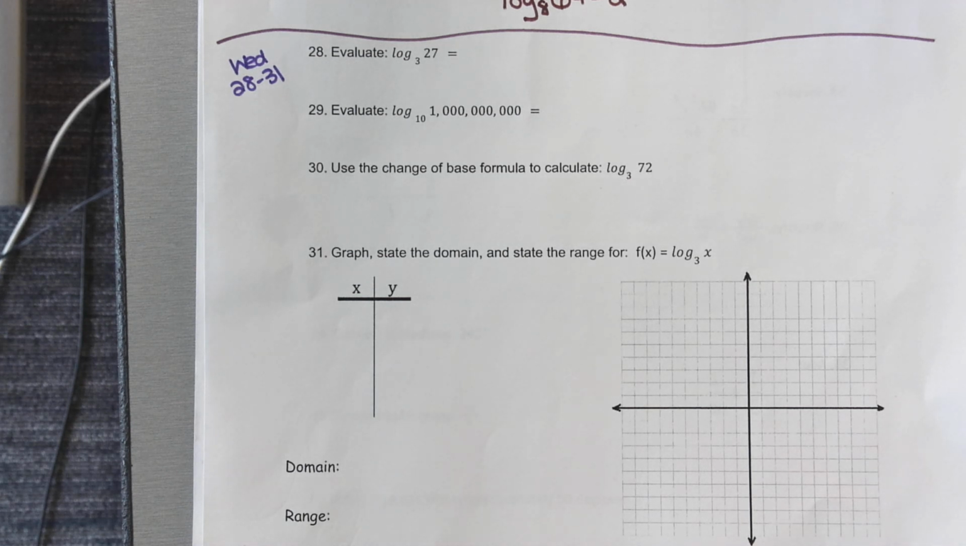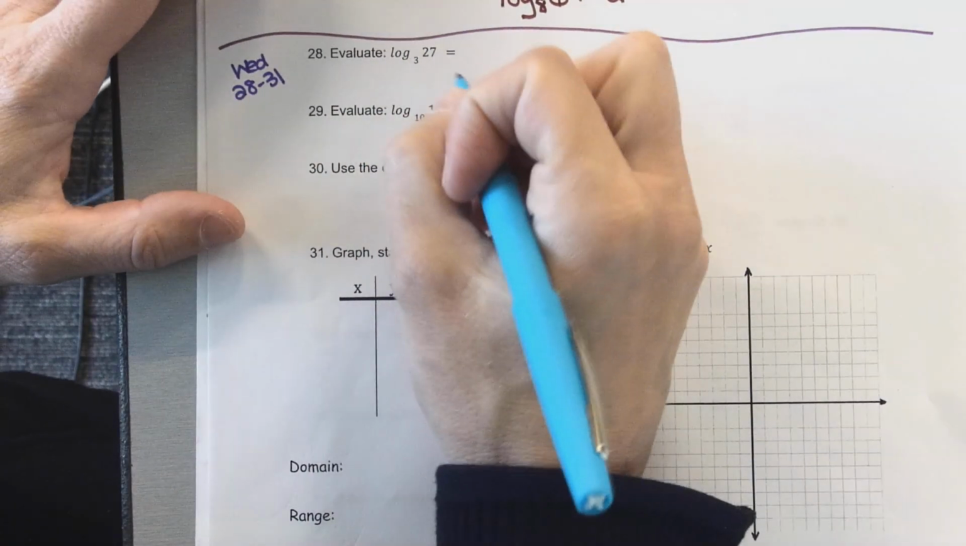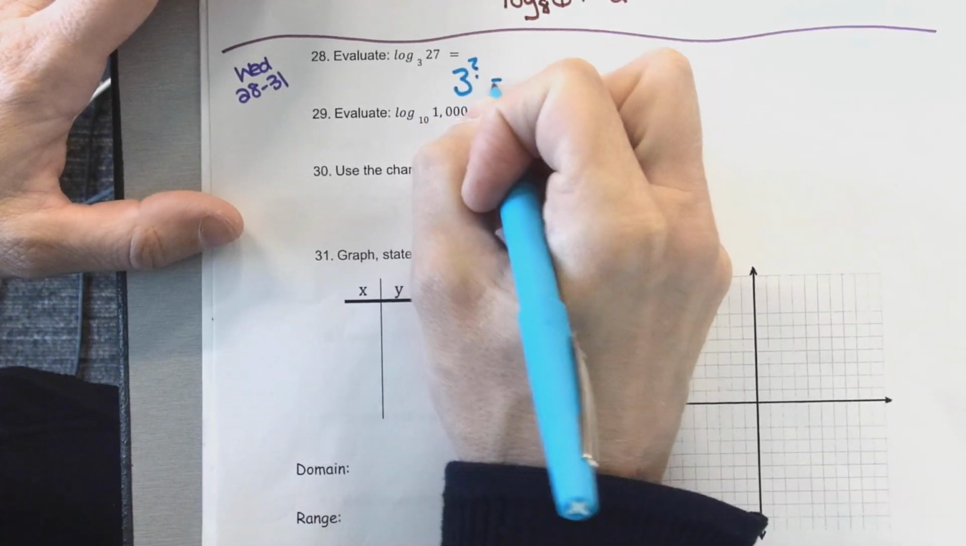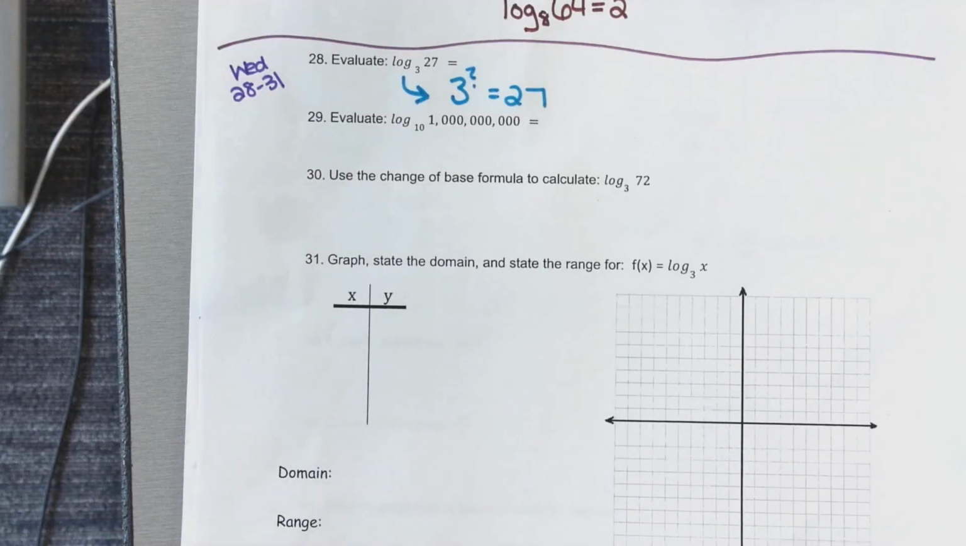Some evaluate problems at the beginning. Remember what these are actually asking you for. So this is your base, so it's saying 3 to what power equals 27? This is another way of wording that question. So 3 to what power is 27?